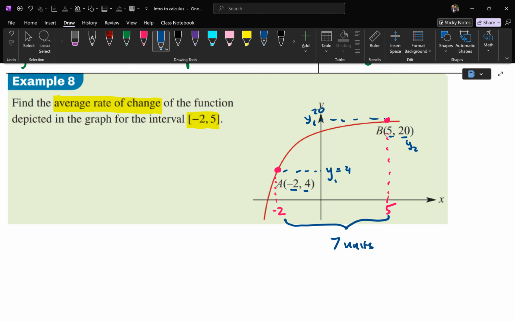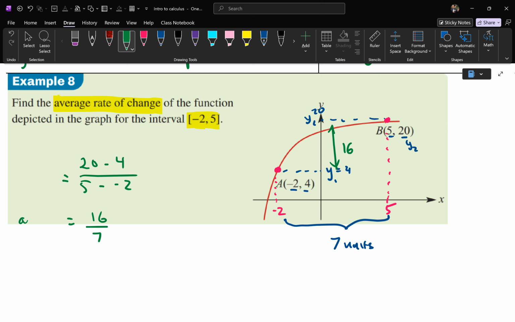So I started at 4, and after 7, whatever this unit is, I've ended up at 20. So what's my vertical distance? How much has changed? 16. Now the logic of what you just did there was you did 20 minus 4, so y2 minus y1. Horizontally, you did 5 take away -2, and this is what you ended up with. You got 16 on the top. 5 take away -2 becomes +2, so it's 7.